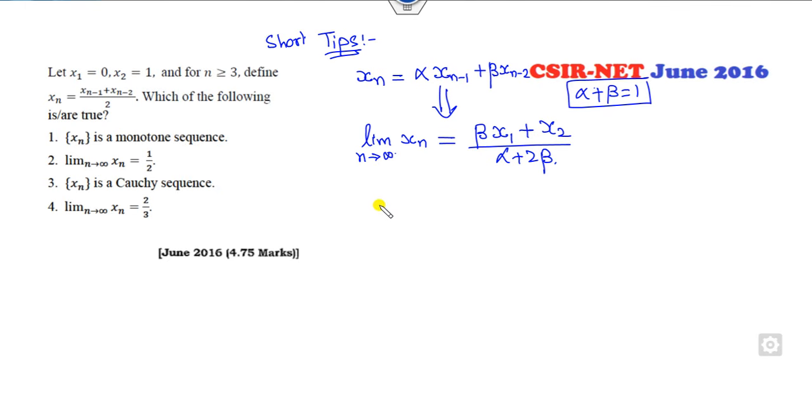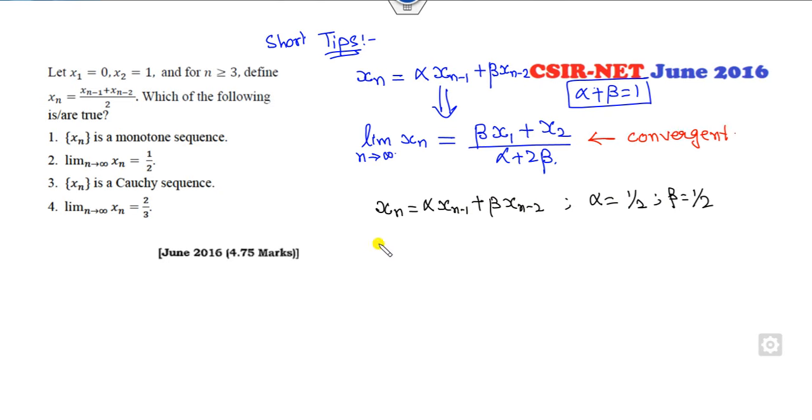So if I look at this expression, I can write this term also in the form alpha times xn minus 1 plus beta times xn minus 2. So what is alpha? Alpha is the coefficient of this, it's a half, and beta is a half. Fine. So this sequence is always convergent. Fine. Now look at that. What is the answer of this?